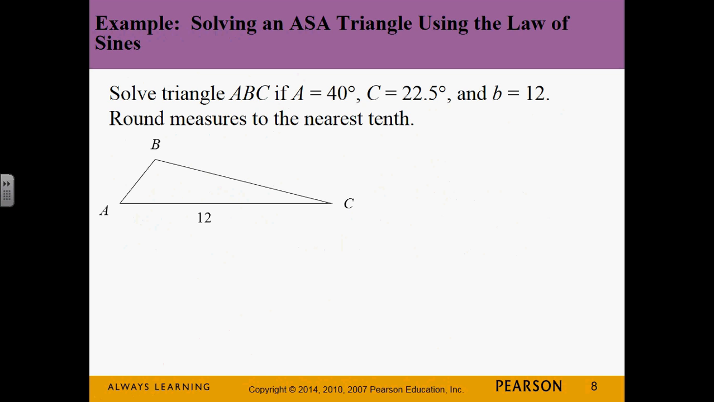So here we're given that A is equal to 40 degrees, C is equal to 22.5 degrees, and B is equal to 12. So first thing we can do is we can automatically look at it and find out what angle B is, right? Angle B, not side B. 117.5? Automatically, because angle B has to be 180 minus A minus C, right?